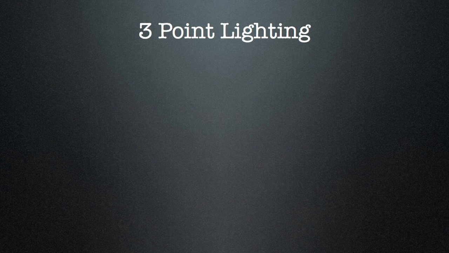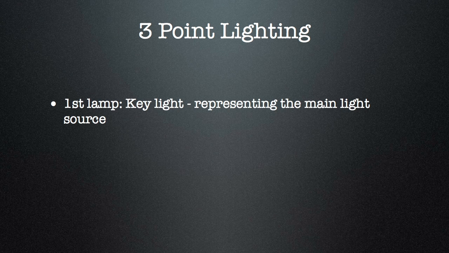So let's break this down. Normally you would have a key light. This represents your first light of the three. So this is the main light source, and this could be representing the sun. It might be representing a practical light in the shot, or it might just be a light that you can't see, but that's providing the main source of illumination for your shot.